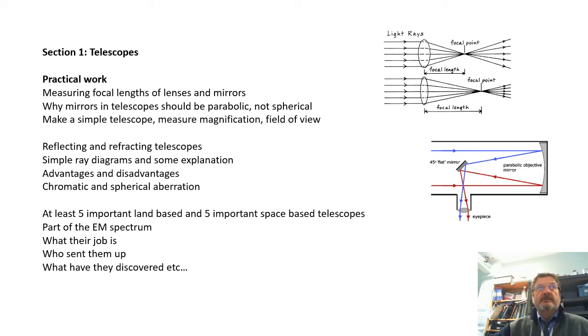Then a report on at least 5 important land-based telescopes and 5 important space-based telescopes. For example, the Hubble telescope. What parts of the EM spectrum do they observe in? What is their job? Who sent them up? Was it NASA or the ESA or somebody else? And what important discoveries have they made since they've been up there?